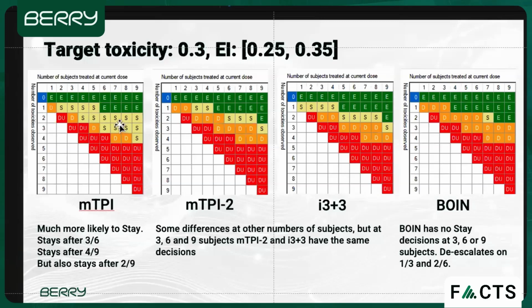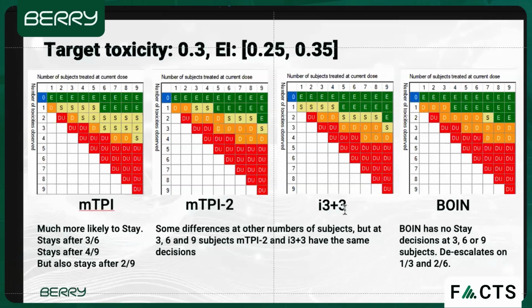The MTPI, you can see by and large, is much more likely to stay. It's got many more stay options than any of the others, including this notorious stay after 3 toxicities after observing 6 subjects. It'll also stay on 9 subjects. It'll also stay if you see 4 toxicities out of 9. It also stays after 2 toxicities out of 9, whereas every other design escalates.